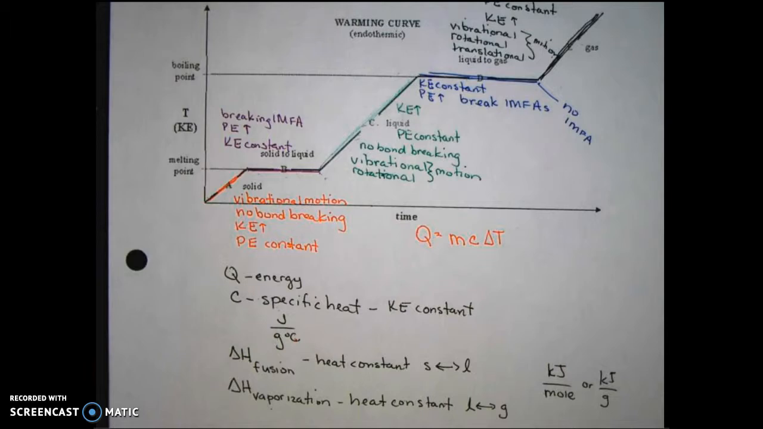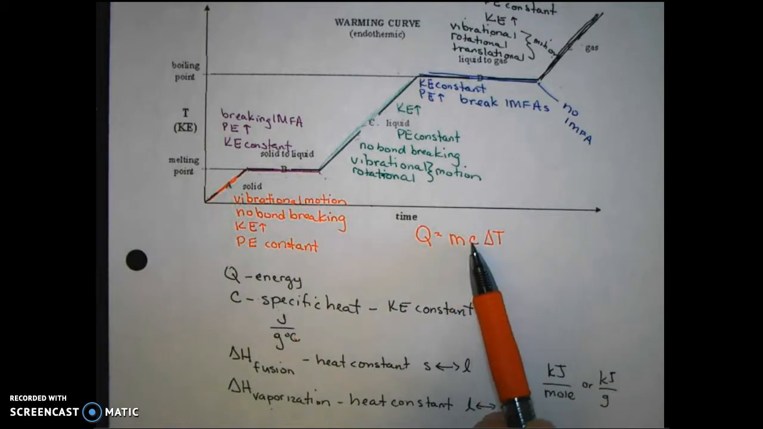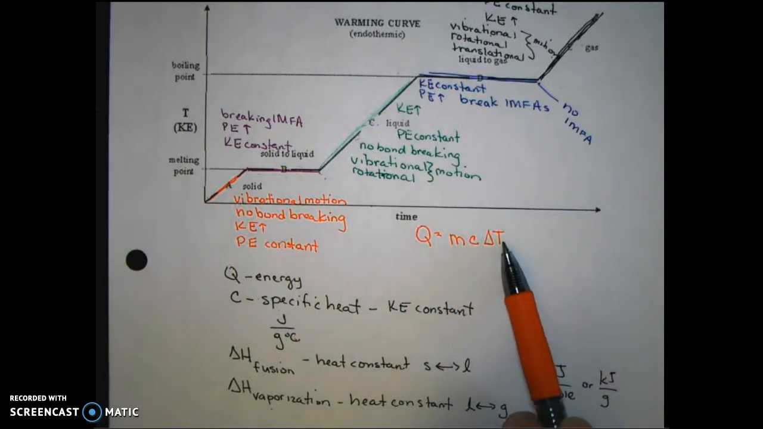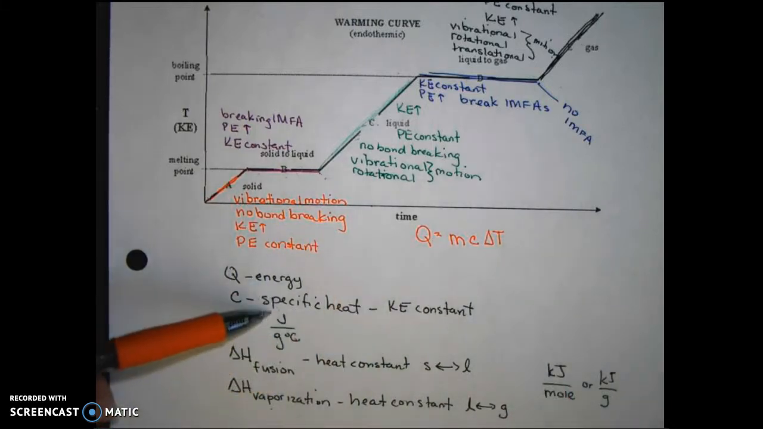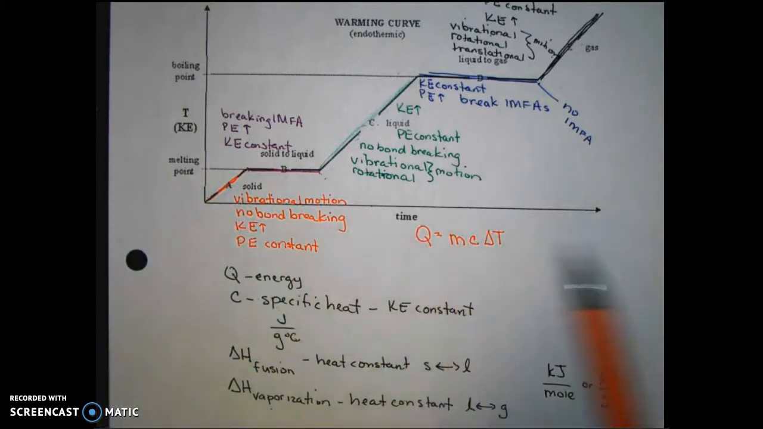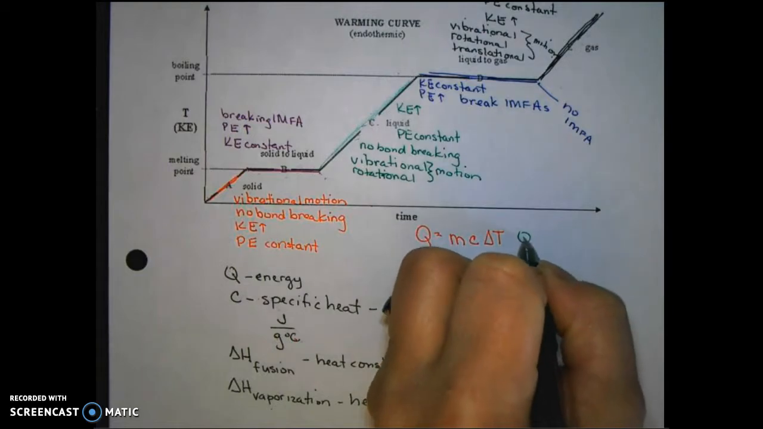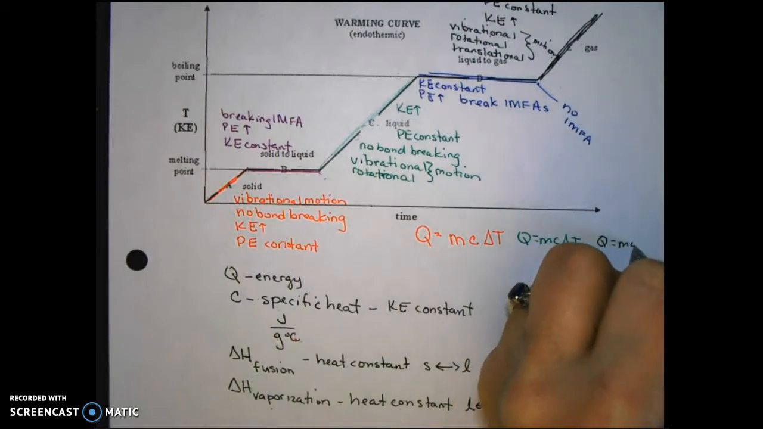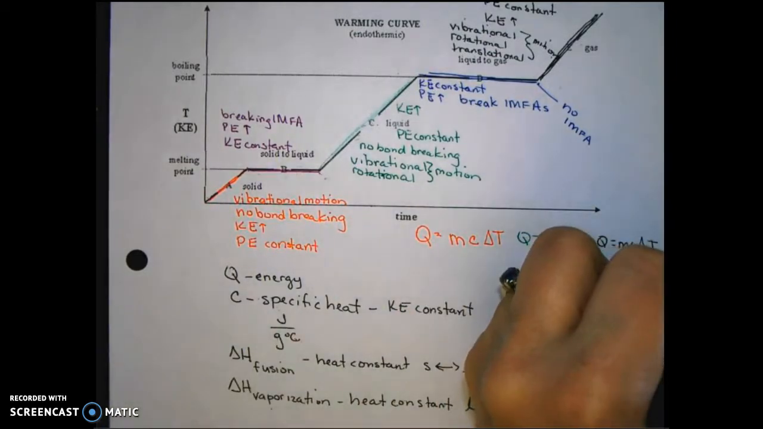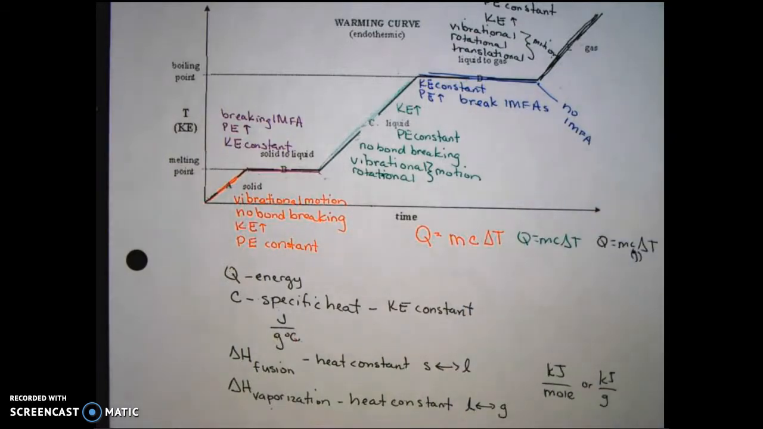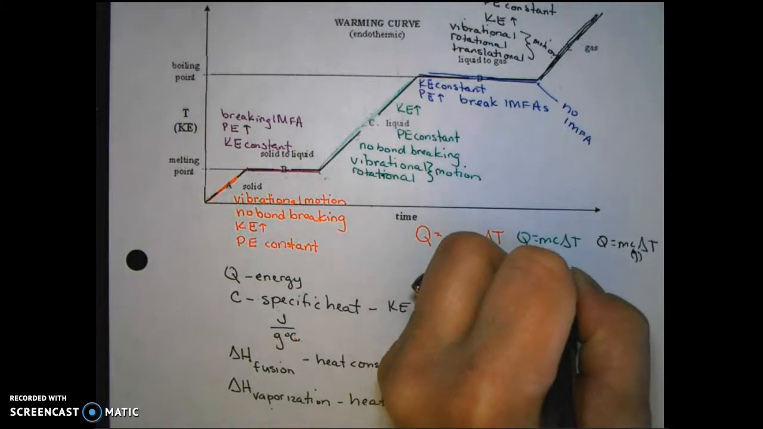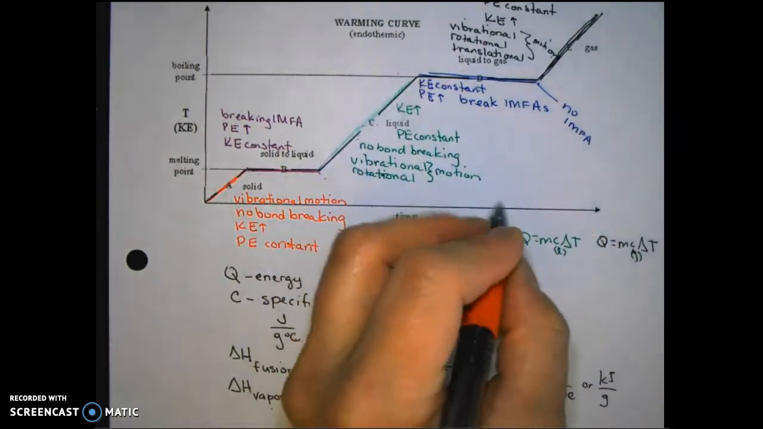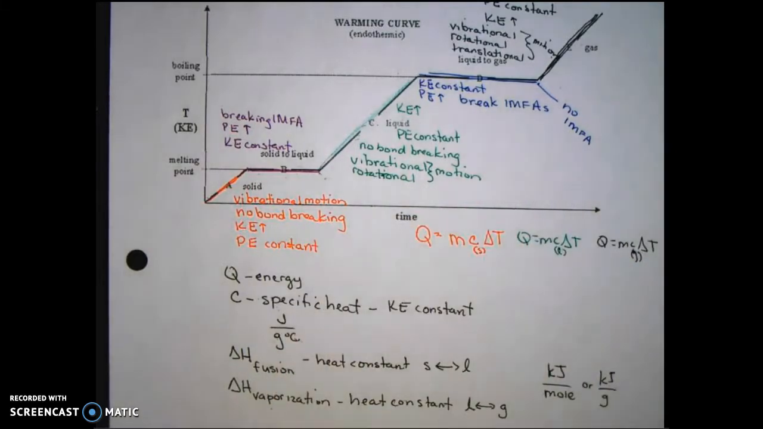Some people will call that MCAT because the delta looks like a T, but it's the mass times the specific heat times the change in temperature. And again, because specific heat is in joules per gram degree Celsius, everything will cancel out, and then you'll get a Q in joules. So this is true also for the green and for the black, but it all depends on what state you have. So C would be for the gas in the black, C would be for the liquid in the green, and C would be for the solid in the red.